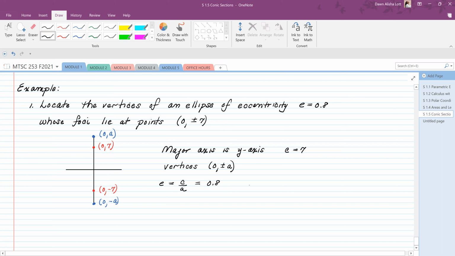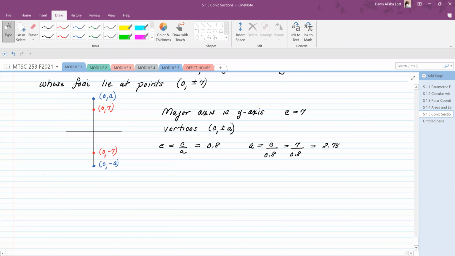So therefore a is going to be c divided by 0.8, which is 7 divided by 0.8. And it turns out to be 8.75. So now my vertices are at (0, plus or minus 8.75).